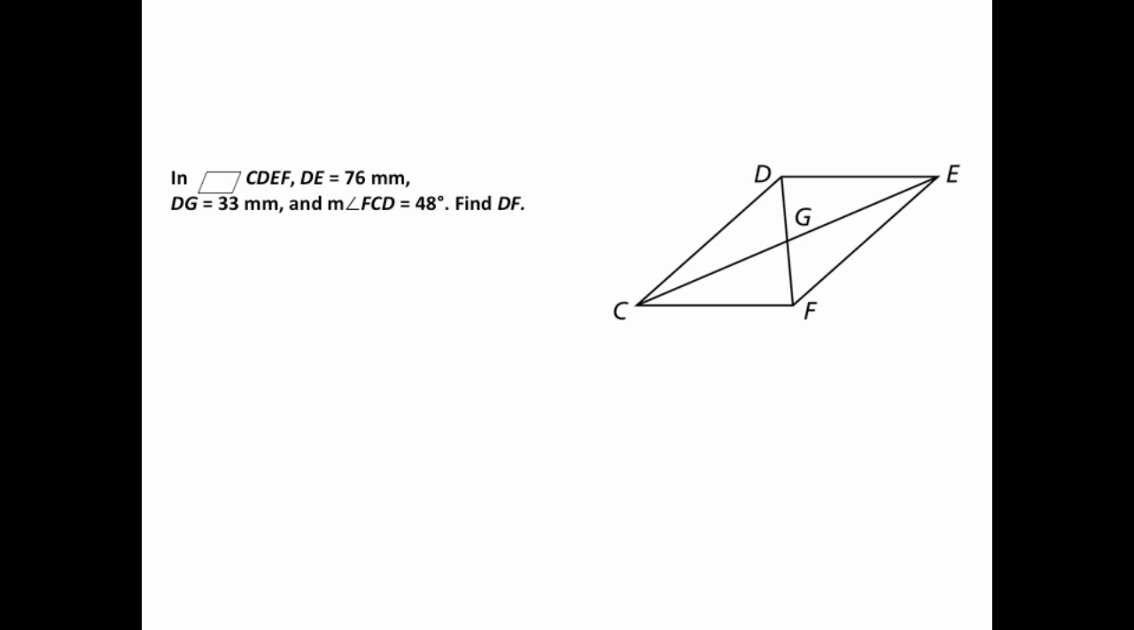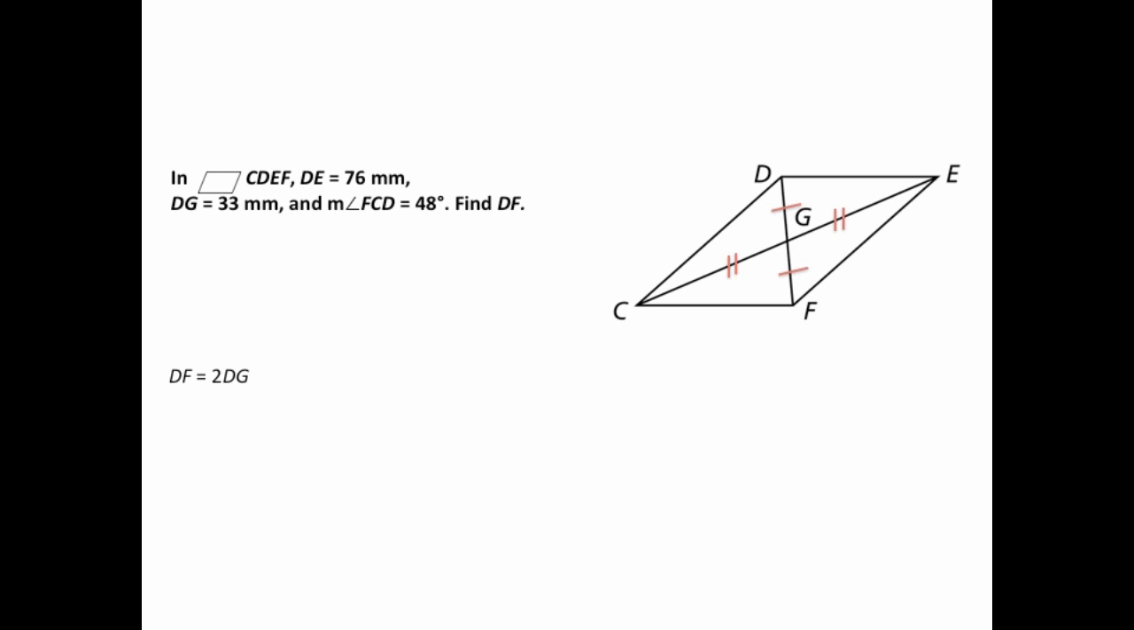Okay, using the same information, this time we're asked to find the measure of DF. DF is a diagonal. Remember one of our rules is that the diagonals have to bisect each other. So what we can now say is that DF is equal to 2 DG, because DF got split into two equal parts, DG and GF. They have the same length, so it's as if GF is just another DG.